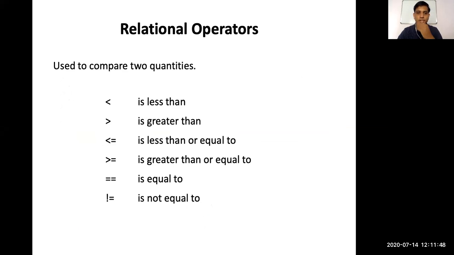There are again relational operators. Relational operators give the relation between two quantities, just like two variables. Suppose there are two variables A and B. If you want to compare the two variables, which one is greater and which one is smaller, you can use A less than B, A greater than B, A less than or equal to B, A greater than or equal to B, A equal to B, A not equal to B. It will give the result in terms of zero or non-zero. In C language, zero represents false and non-zero represents true.